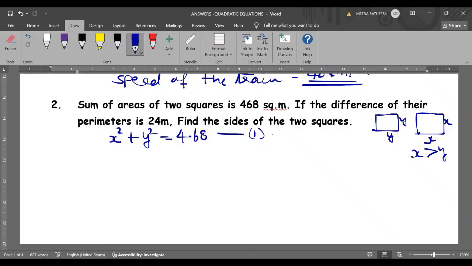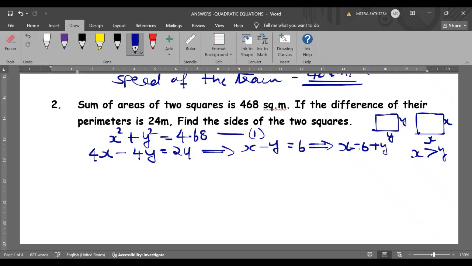Equation 1 we got. Now the difference of their perimeters. Perimeter of a square is 4 into side. So 4x minus 4y is equal to 24. Cancelling the common 4, x minus y equal to 6. Now from this what do we have to do? We can write x equal to 6 plus y, or y plus 6, no. This we have to substitute in the first equation.